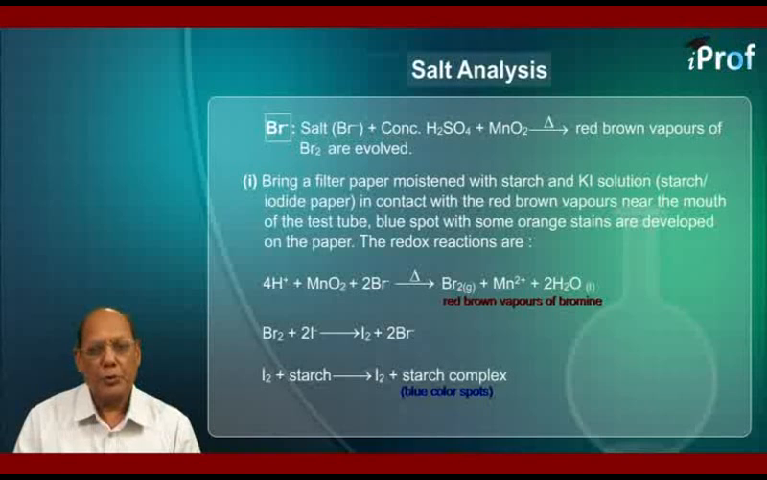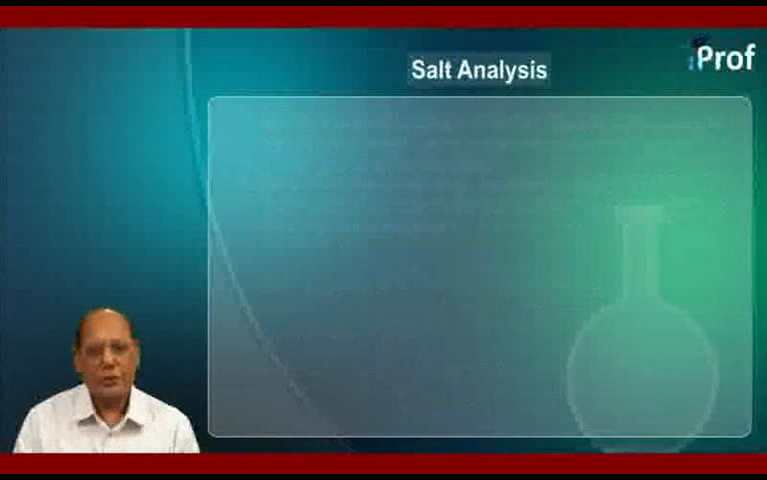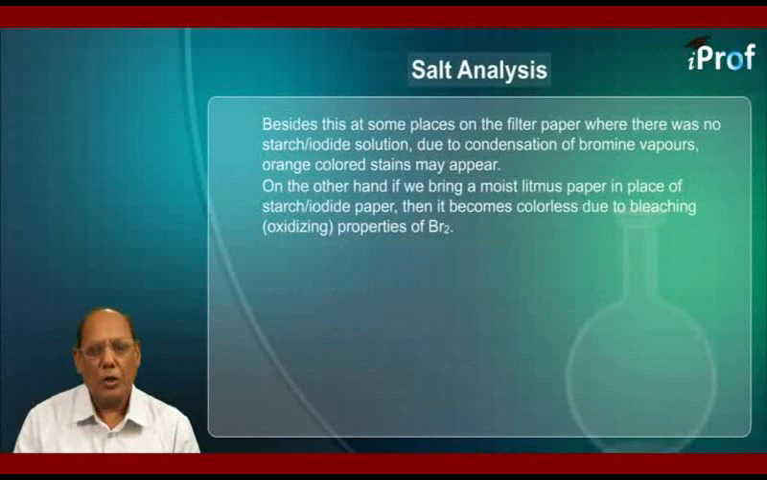The iodine thus produced reacts with starch to give iodine starch complex, that's a blue complex, or blue color spots are formed. Besides this, at some places on the filter paper where there was no starch iodide solution, due to condensation of bromine vapors, orange colored stains may appear. On the other hand, if we bring a moist litmus paper in place of starch iodide paper, then it becomes colorless due to bleaching, that is, the oxidizing properties of Br2.